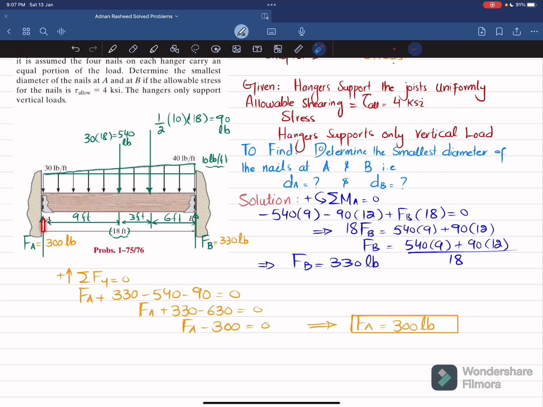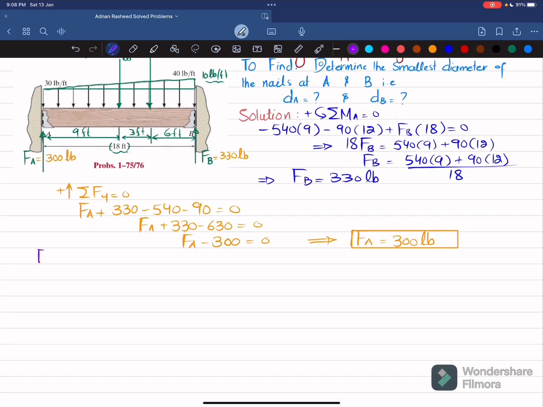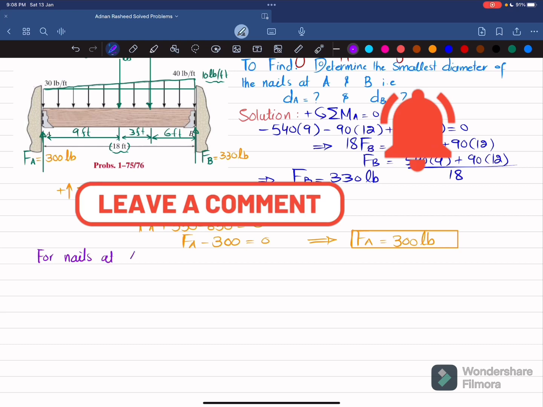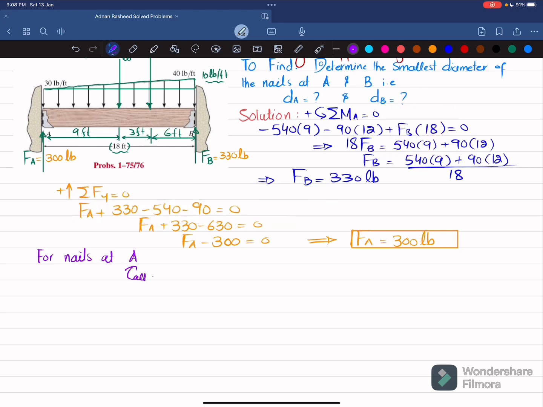And you can see this vertical force is the reaction force of the hanger on the joist. As a result, since the hanger is supporting this joist, this force will definitely cause shearing stress in these nails. There are 4 nails at A. So what we will do is calculate the diameter. For the nails at A, we know that the allowable shearing stress is equal to the vertical shear force divided by the area of the nails. So this is for a single nail.